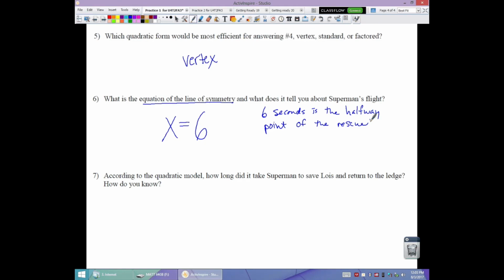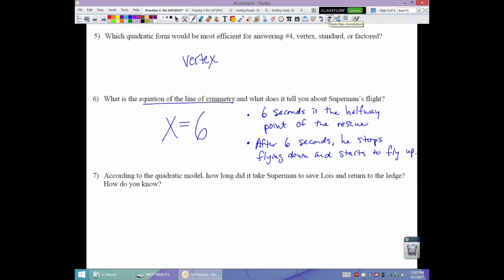You could say after 6 seconds, he stops flying down and starts to fly up. He stops decreasing and starts increasing.